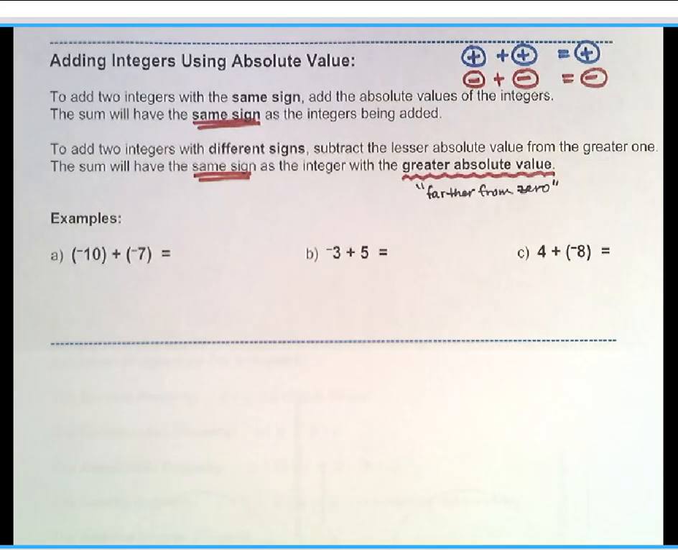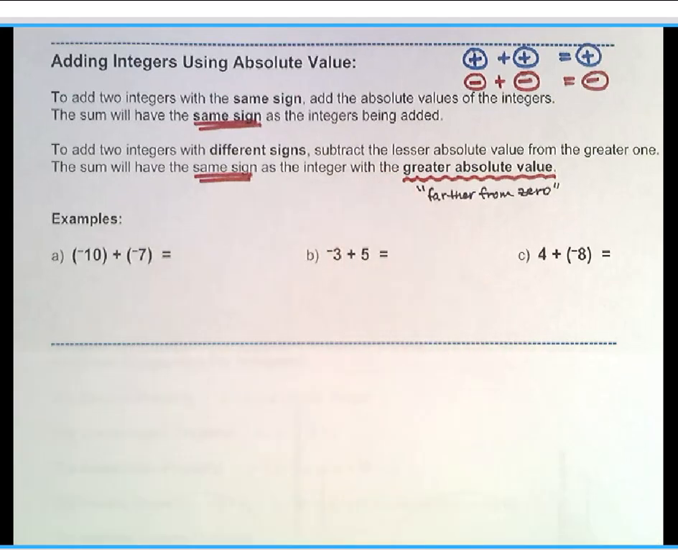Whichever integer of the two you're adding, whichever one is farthest from 0 gets to be like the winner. So if the negative number is farther from 0, your answer is going to be negative. If the positive number is farther from 0, your answer is going to be positive. Okay, so that's like they get to be the winner, whichever one has the largest distance from 0.